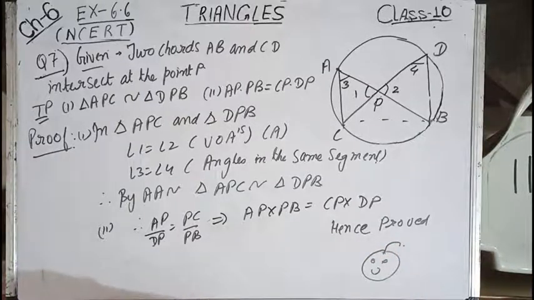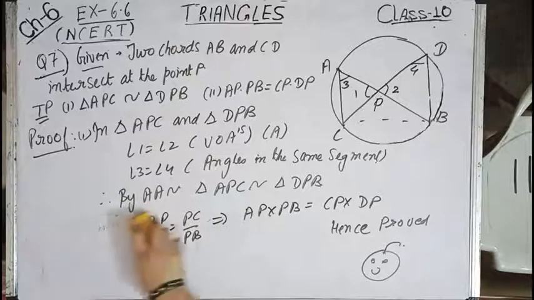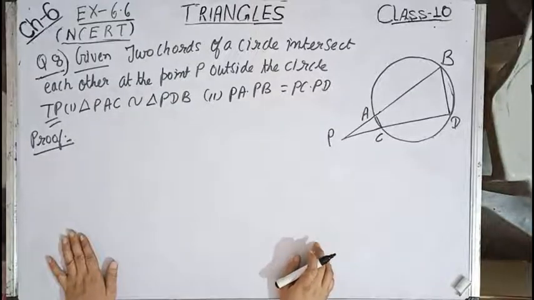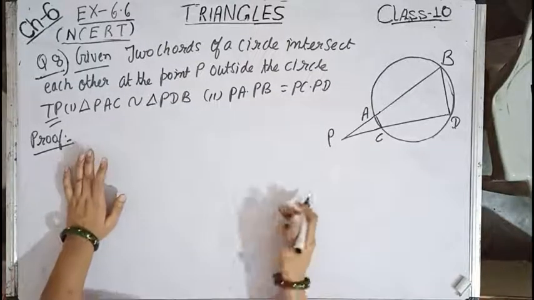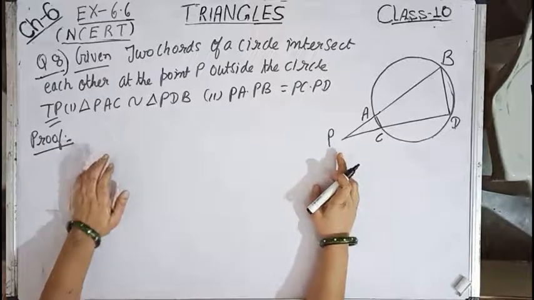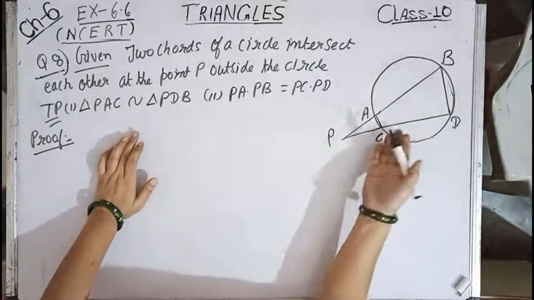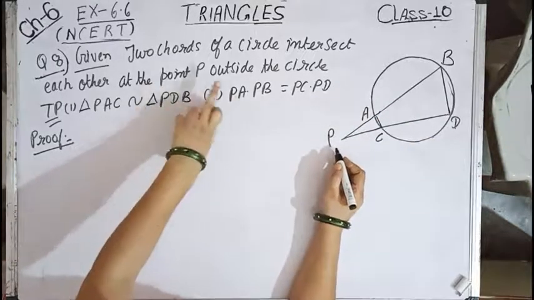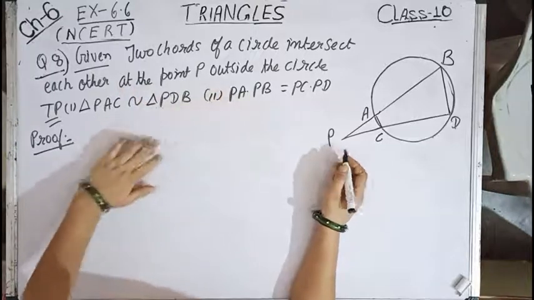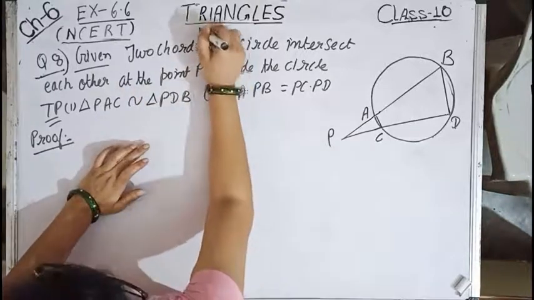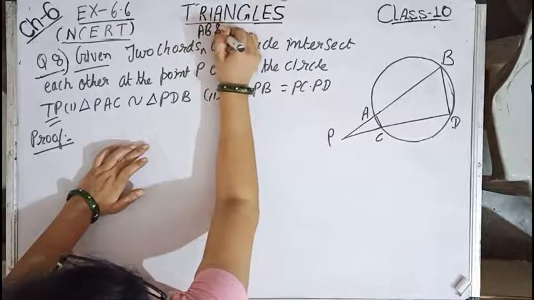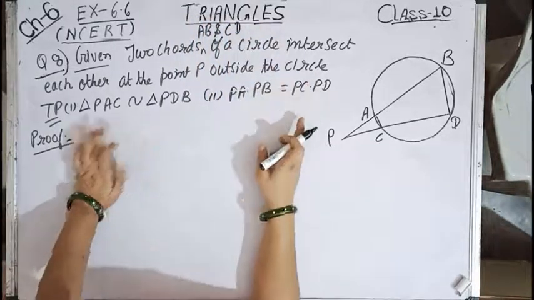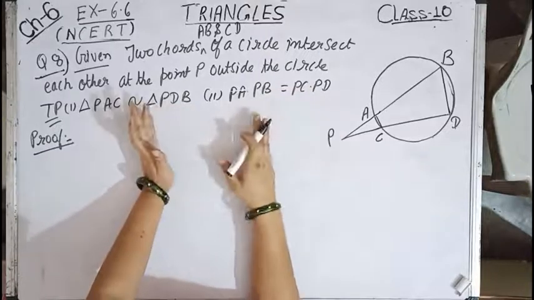Let us move to question number 8. In question number 8, it is given that two chords AB and CD, when produced, meet outside at the point P. Two chords AB and CD of a circle intersect each other at the point P outside the circle.